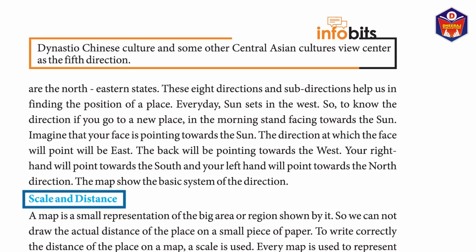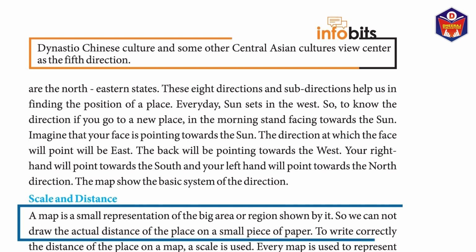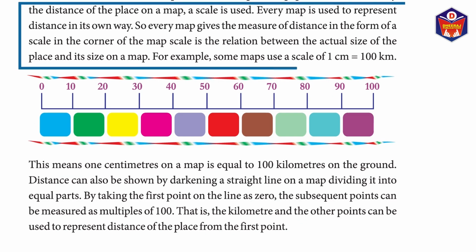Scale and distance. A map is a small representation of the big area or region shown by it. So, we cannot draw the actual distance of the place on a small piece of paper. To write correctly the distance of the place on a map, a scale is used. Every map is used to represent distance in its own way. So, every map gives the measure of distance in the form of a scale.